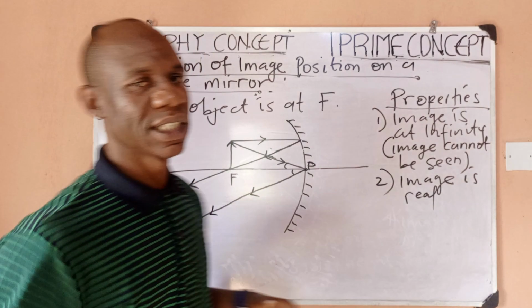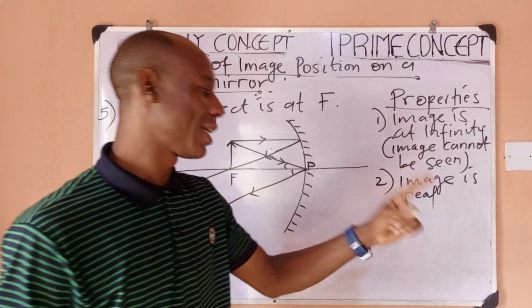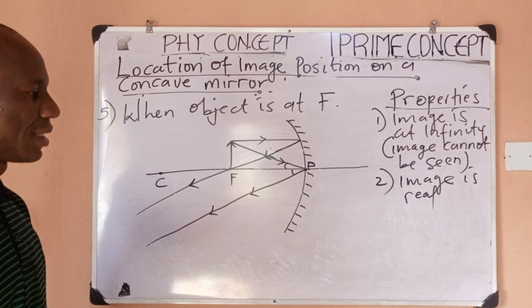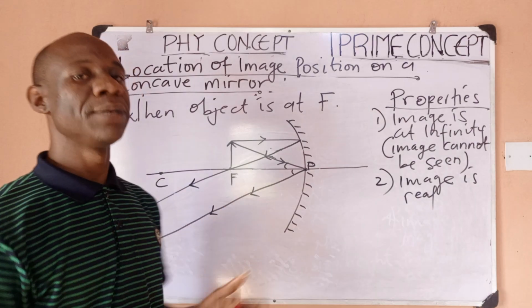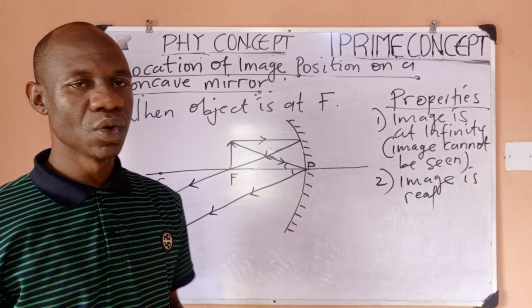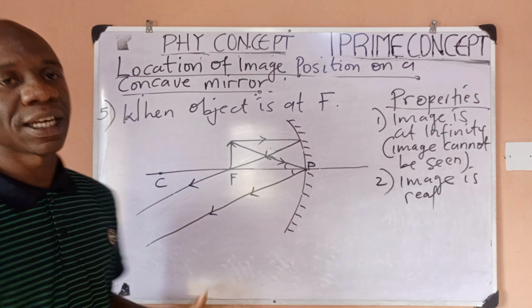Even though we cannot see it, we can still intuitively say that the image is going to be inverted, right? Yes, so this is it. And then we can still say that the image will be bigger than the object. So these are properties you should know about this. I believe this concept is very clear.